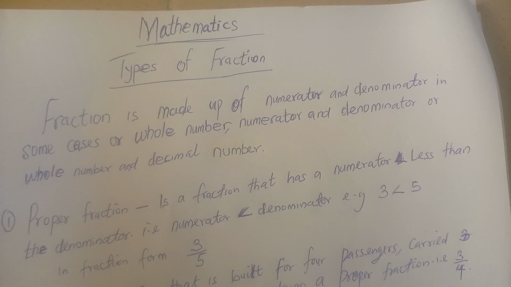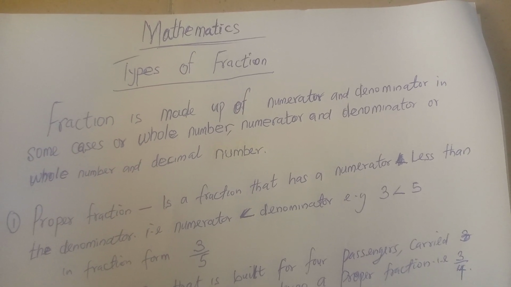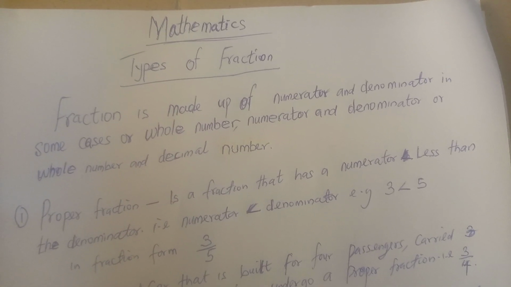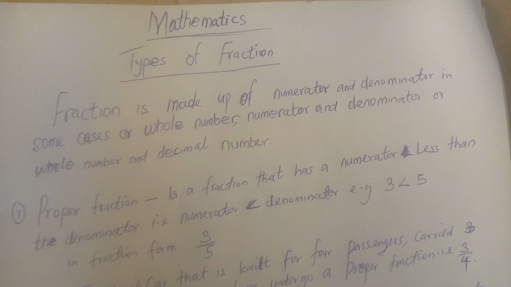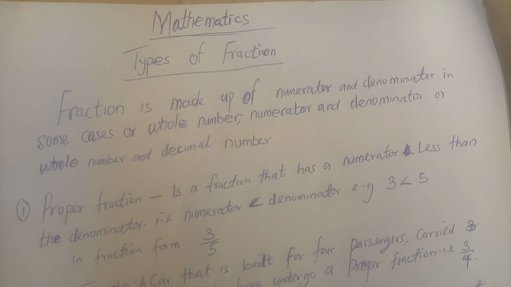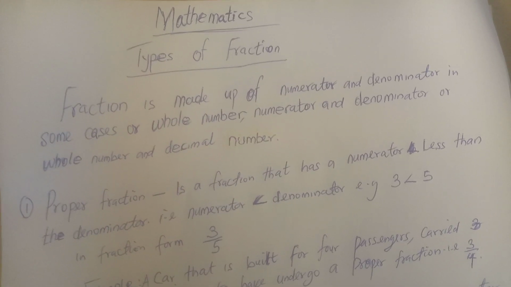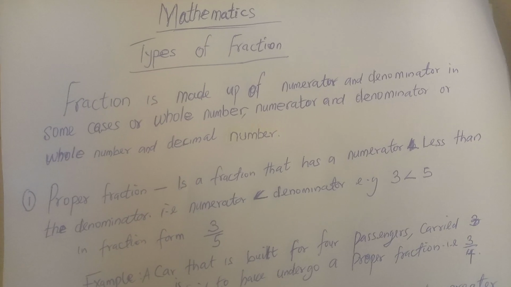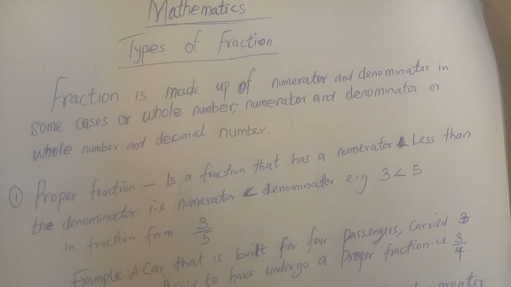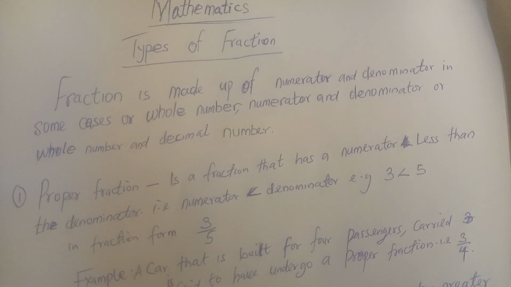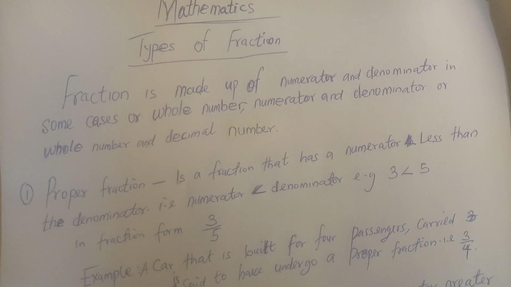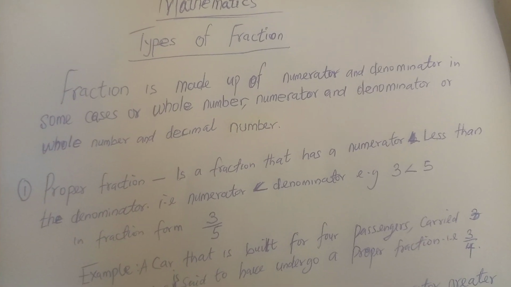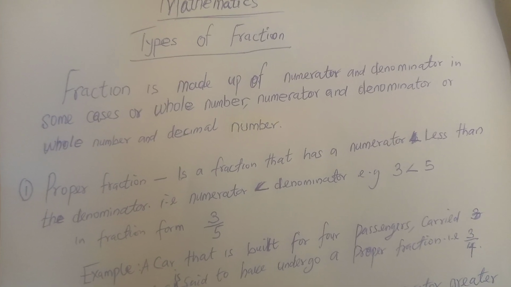A fraction is made up of a numerator and a denominator in some cases, or a whole number and a numerator and denominator, or a whole number and a decimal number. We have what are called the types of fractions. We have the proper fraction. A proper fraction is a fraction that has a numerator that is less than the denominator. That is a numerator less than the denominator, e.g. 3 less than 5. In fraction form, 3 over 5.